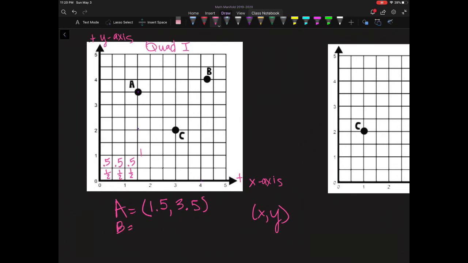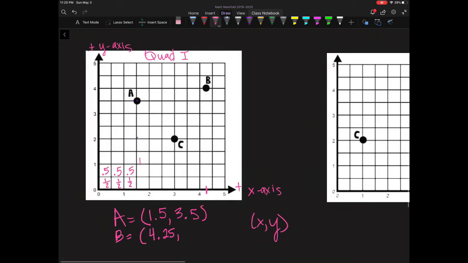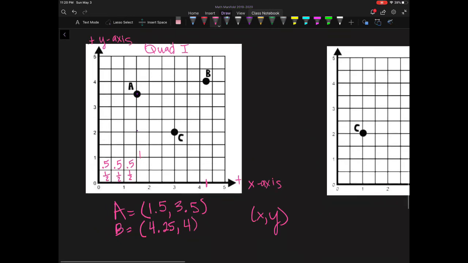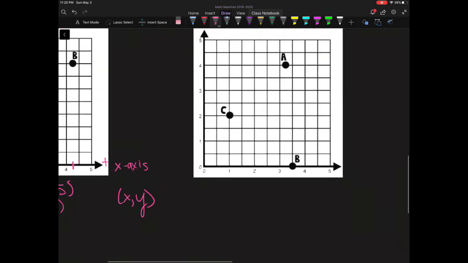Oops. B, again, we're going to travel along the x-axis first, so to the right. So I'm going to come to 4, but you'll notice that B is located in between 4 and 4.5. So that means that B would be at 4.25 for my x-axis, and then traveling up to 4 for my y-axis. And then last, C, we are going to move to the right first to 3, and then up 2. So it would be 3, 2.